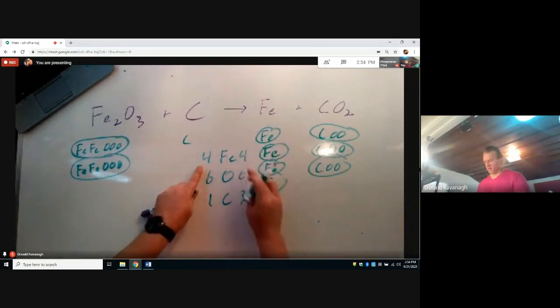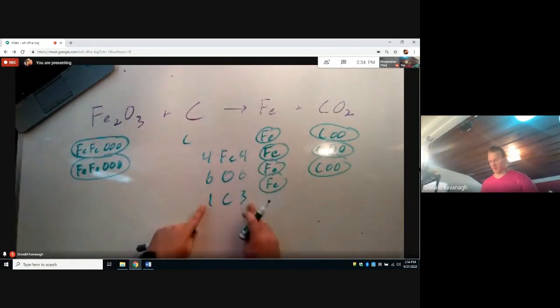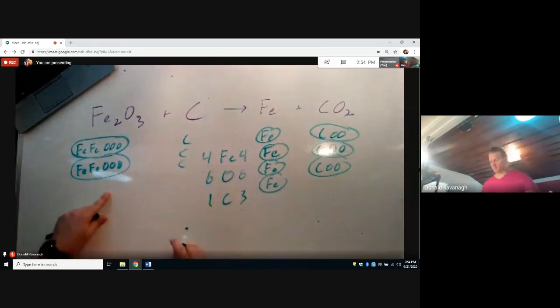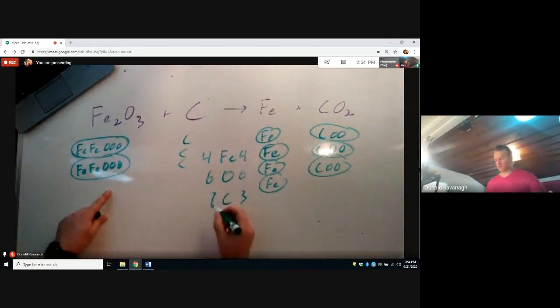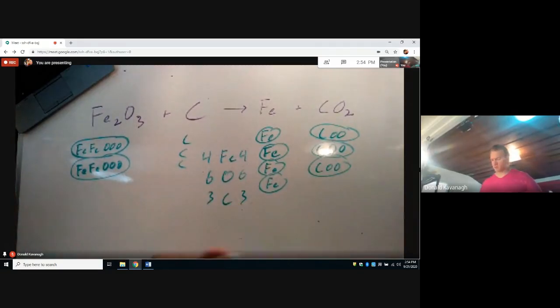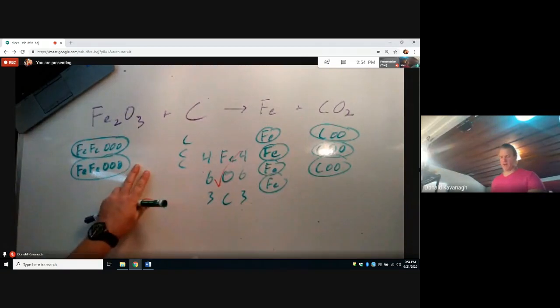Irons are balanced, oxygens are balanced, carbons are balanced. Now they're balanced. The ledger is proof of conservation of mass. 4 iron atoms went in, 4 iron atoms are going to come out, 6 oxygens in and out, 3 carbons in and out.